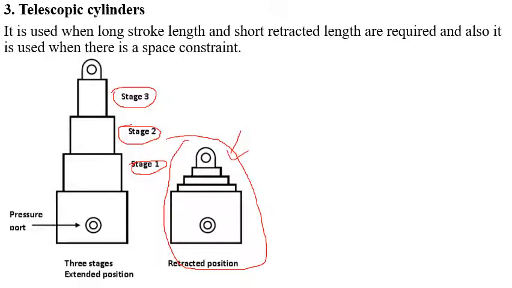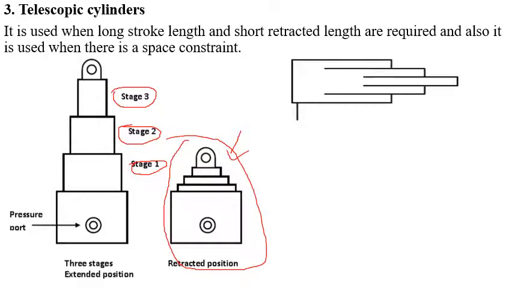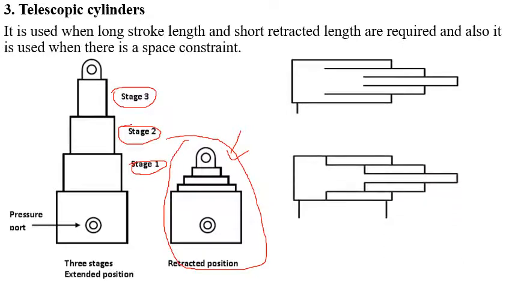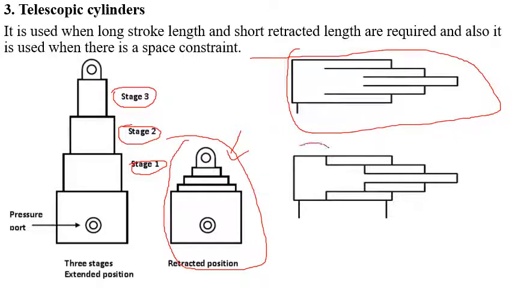It is used where long stroke length is required or short retracted length is required, or where there is a space constraint. In such cases telescopic cylinders are utilized, and this is the symbolic representation of telescopic cylinder. This one is a single acting telescopic cylinder, and this one is a double acting telescopic cylinder.